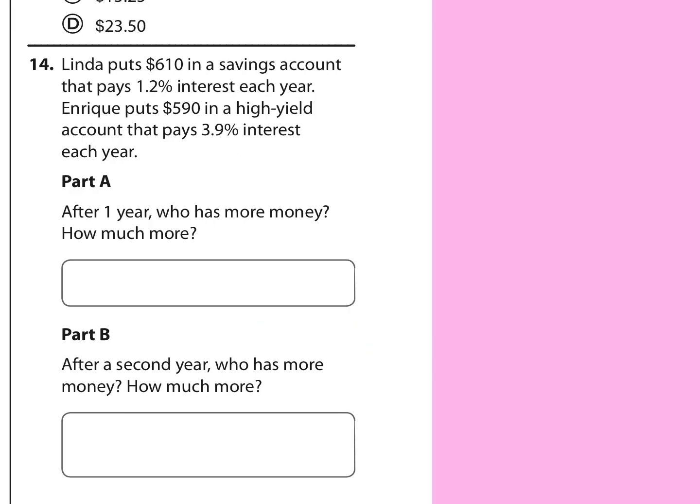Number 14, Linda puts $610 in a savings account that pays 1.2% interest each year. Enrique puts $590 in a high-yield account that pays 3.9% interest each year. After 1 year, who has more money? How much more? So we'll start with this part A. Let's find Linda's amount of money that she has. So I'm just going to write over here for Linda.